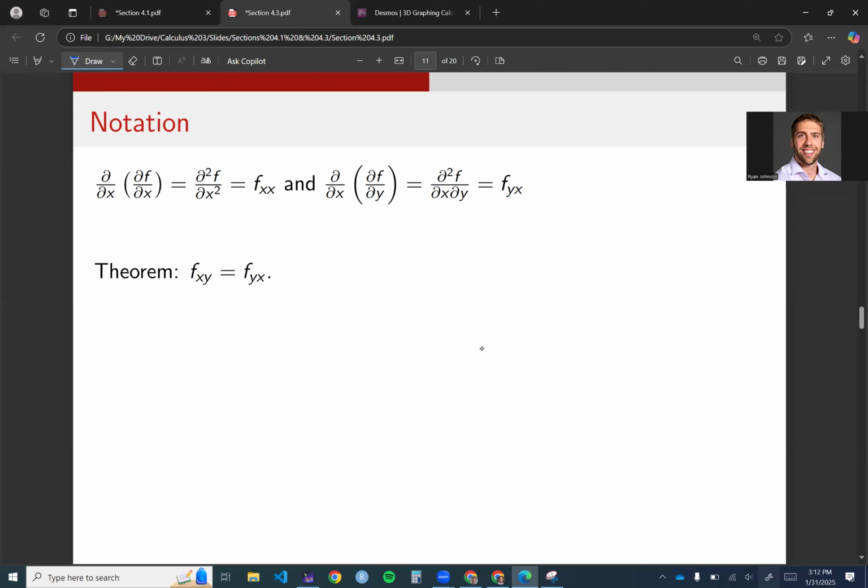Okay, I can mix derivatives. So I can take the derivative of f with respect to y and then with respect to x. I'll write it like this, where I had f, I took its y derivative and then its x derivative. There's a nice theorem that says the order doesn't matter. When we're taking derivatives, if we take it with respect to x and then y, or y and then x, it's the same thing. Everyone good with that?